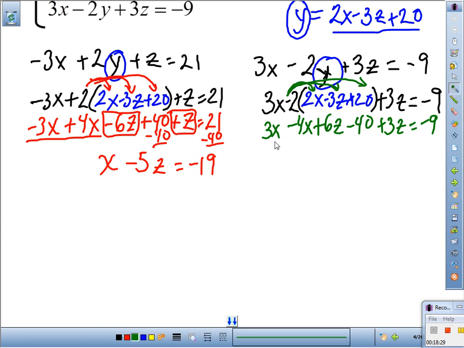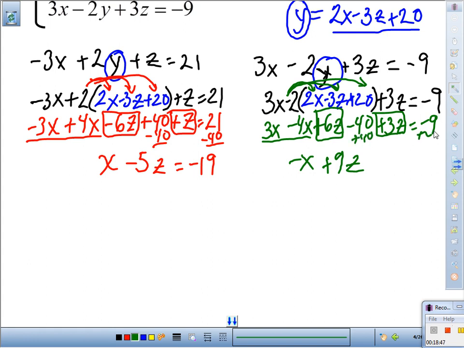Am I done? No. Combine like terms. What is 3x minus 4x? Negative x. What is 6z plus 3z? 9z. Now I have constants on both sides, so I need to get rid of this 40. So what do? Plus 40, plus 40. That leaves us with equal to 31, because this cancels. So that did this one. Okay. Questions up to right there?